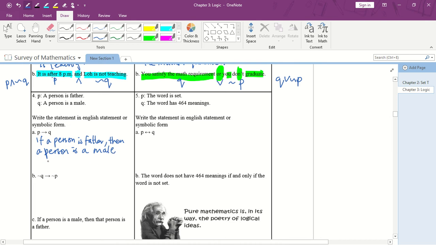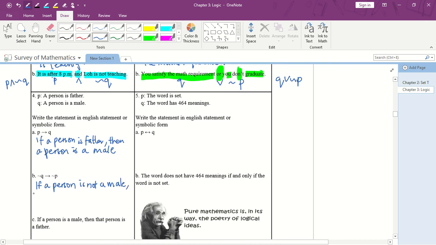Okay, now the next one, negation Q then negation P. Now it's kind of complicated, but don't worry, we'll try to figure it out. So now it starts with Q. So a person is a male and it has a negation. So a person is not a male. And now since it has an arrow, it will start with if. So if a person is not a male.